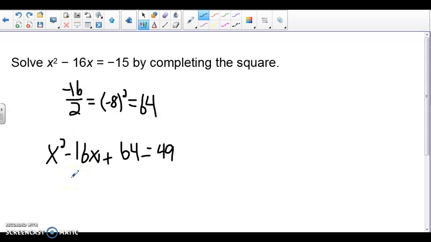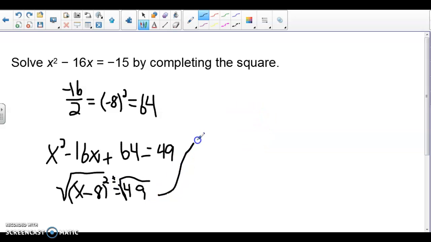At this point, we can now factor this side. We've completed the square on this side, so now we can factor it. This is a perfect square trinomial. This is x minus 8 squared, and that equals 49. So now from here, we can solve this by using square roots, the same thing that we did the other day. If you take the square root of both sides, you're going to get the positive and negative square root of 49.